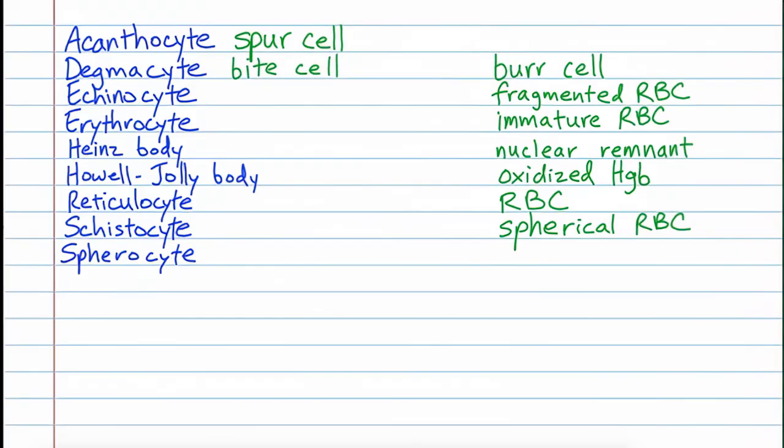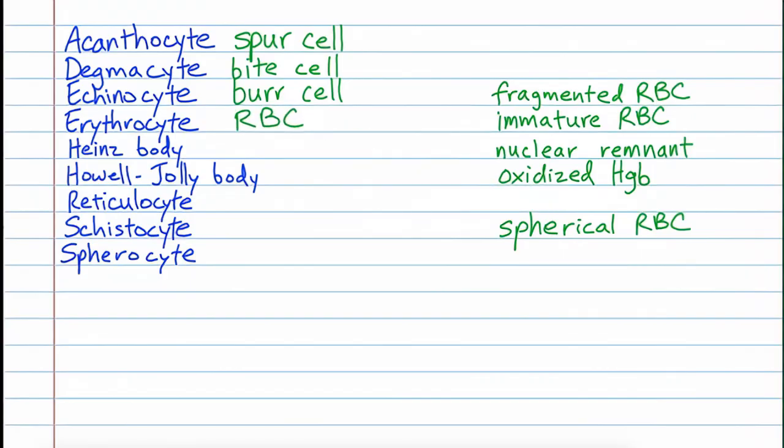Next we have echinocyte, and echinocytes are those cells with the regular uniform spikes. We said the other name for those were the Burr cells. The next one is erythrocyte, which is just a normal name for a normal red cell.